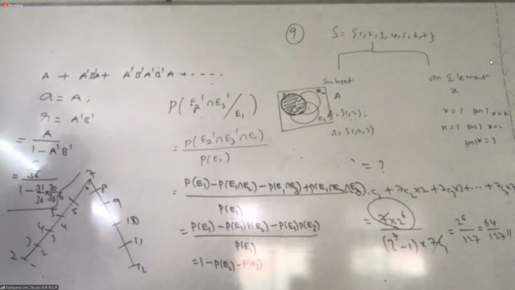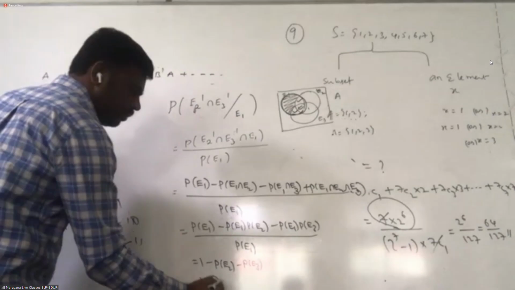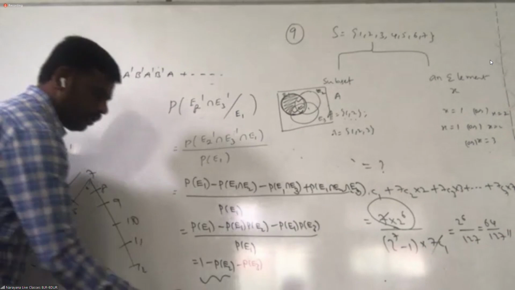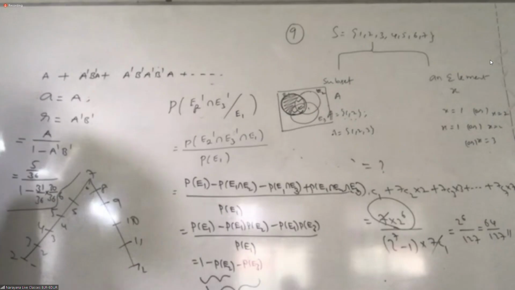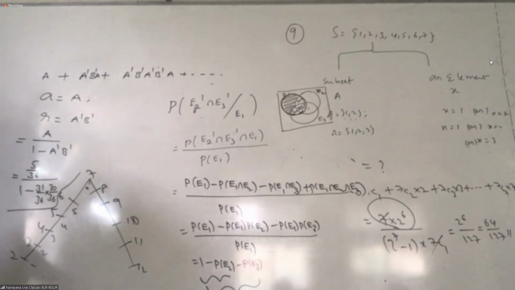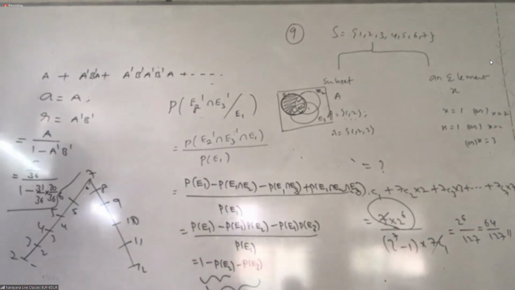Because options can be different, we can use these two, or you can take this. You'll get different options, no? 1 minus P of E2 you take, you will get E2 complement. 1 minus P of E3 you take, you will get E3 complement. It depends on the option you take. Next.